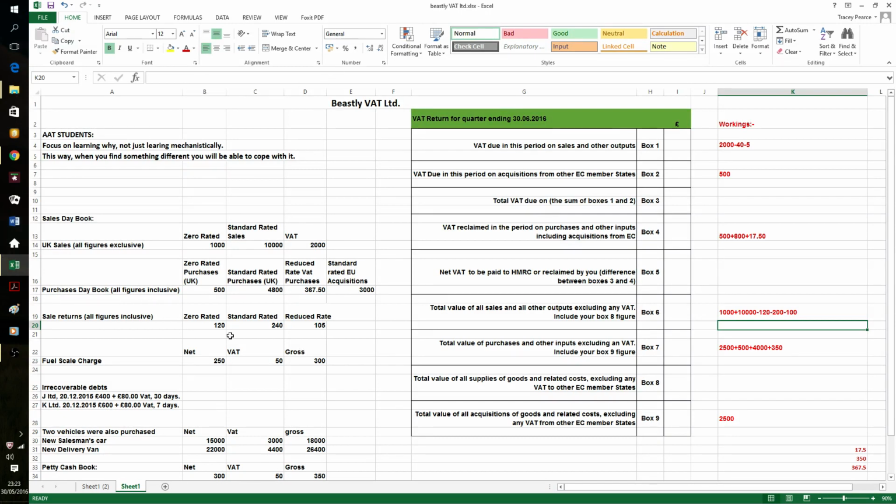Now let's have a look at our fuel scale charge. So most importantly, because this is what it's all about, is the fact that you have an extra charge of the VAT. This is a VAT return, not a personal tax return where the £300 would go in. But the £50, that's a liability. We owe that to HMRC. It's a current liability. So the 250 net will go into box 6.